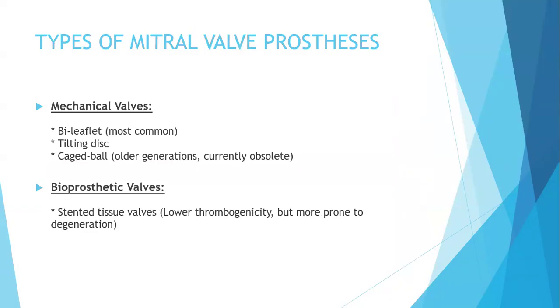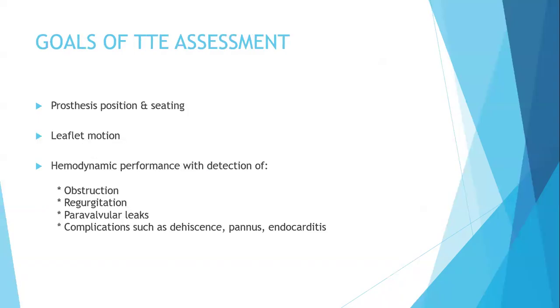This is a short, brief description of the types of the mitral valve, for which, of course, you know the mechanical and the bioprosthetic. There are different types of the mechanical. However, the most common is the bileaflet, which we see now. The stented tissue valves, the bioprosthetic valves, are of lower thrombogenicity in comparison to the mechanical valves. However, they are of faster degeneration in comparison.